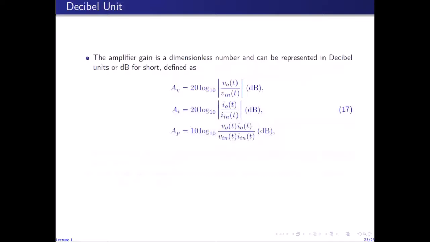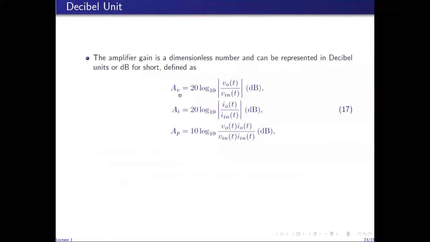Finally, we note that the gain of the amplifier, be it a voltage amplifier or a current amplifier, the voltage gain as well as the current gain and the power gain, they are all just dimensionless quantities, because voltage gain is the ratio of output voltage to input voltage. Current gain is the ratio of output current to input current. Power gain is the ratio of output power to input power. So all of these are dimensionless quantities. So another useful way of representing these dimensionless quantities is in terms of decibel units, or dB for short.